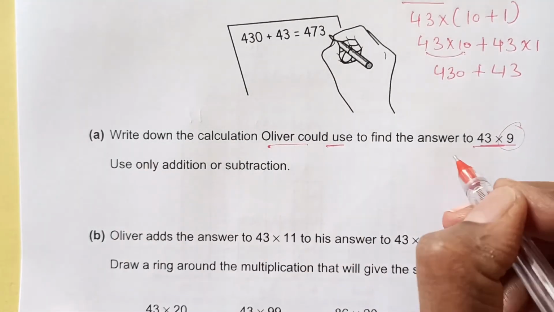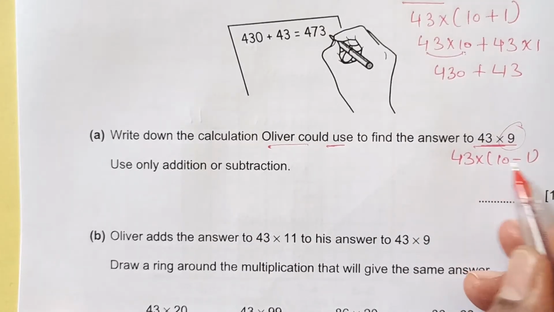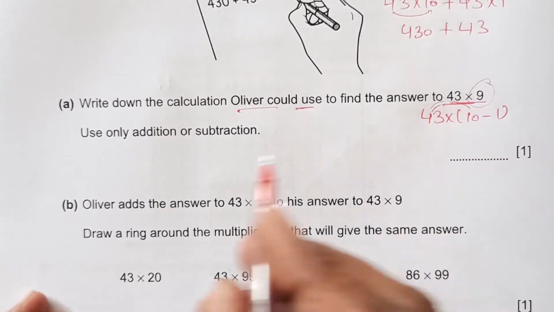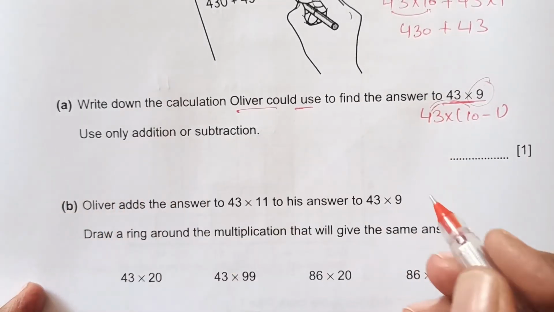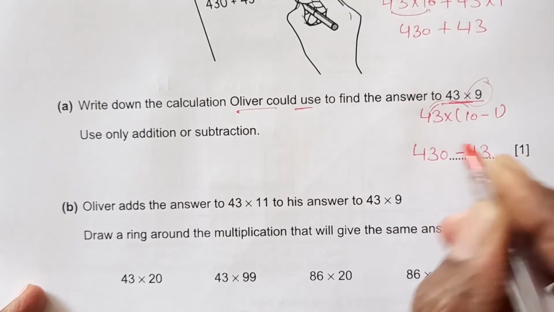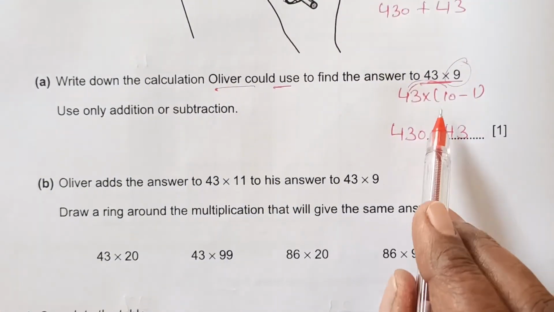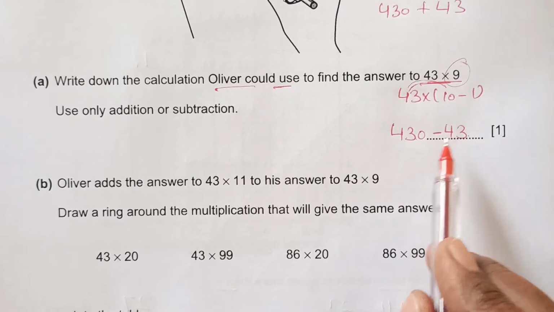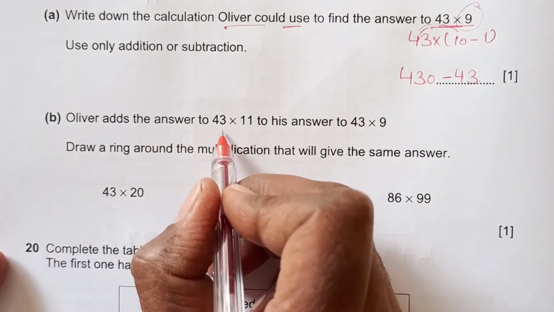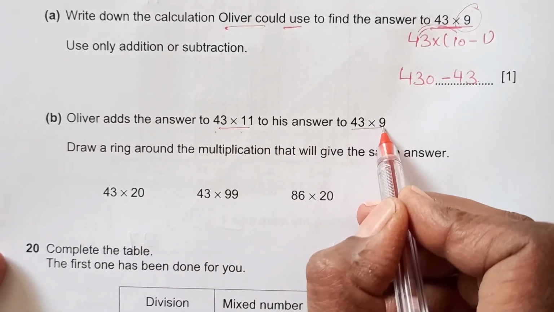So now 43 times 9, so this is actually 10 minus 1, which is 9, right? So now 430 minus 43. Here we are adding 43 to get 11, and here we are going to do 430 minus 43, right? Now Olivier adds his answer to 43 times 11 to his answer to 43 times 9.